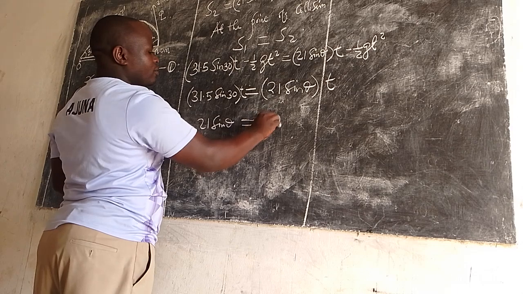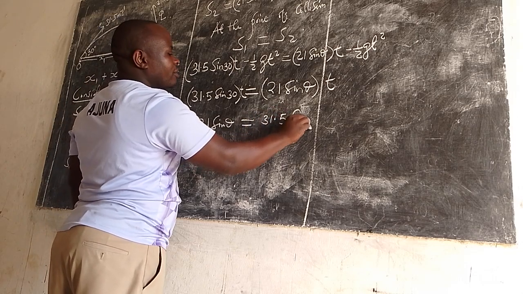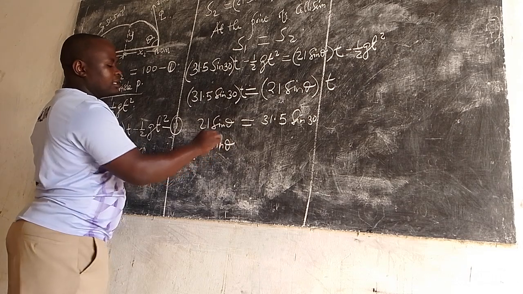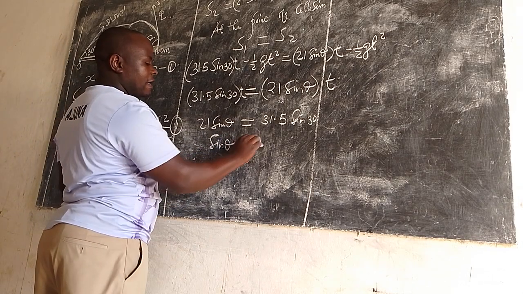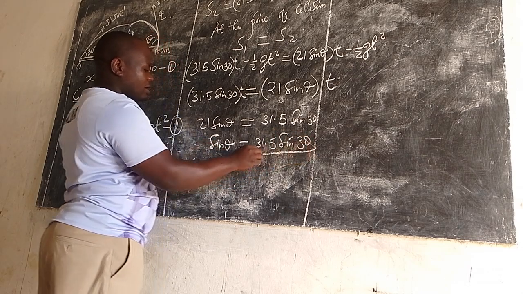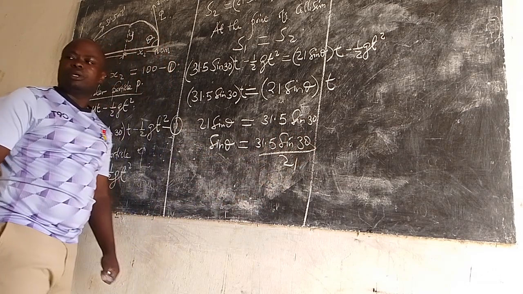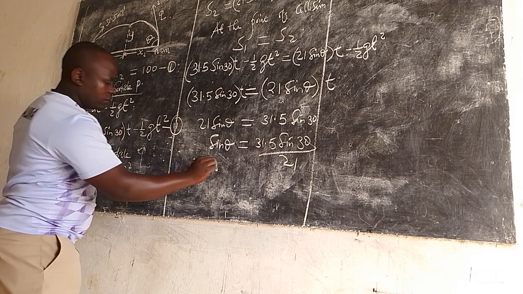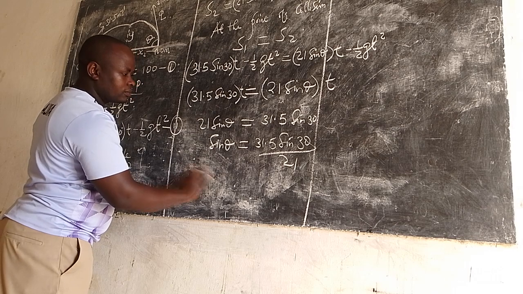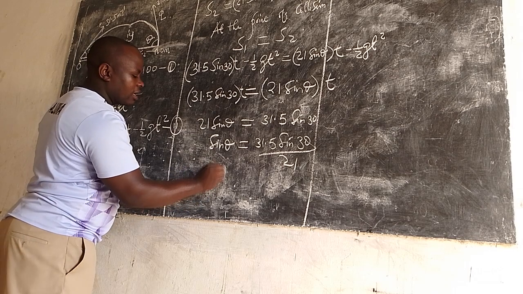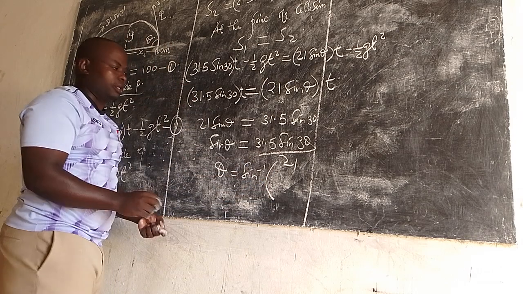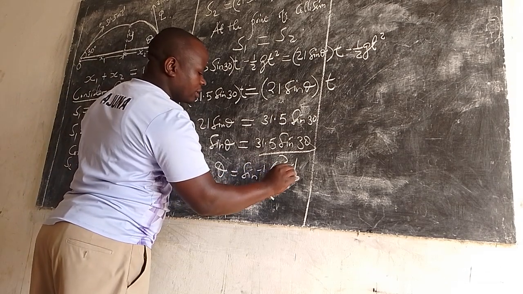This will be equivalent to 31.5 sin 30 degrees. Permit me to make sin theta the subject of the formula. This will be 31.5 sin 30, then I divide by 21, which is 0.75. So sin theta equals that, and you can get theta as the arc sine of the whole thing.